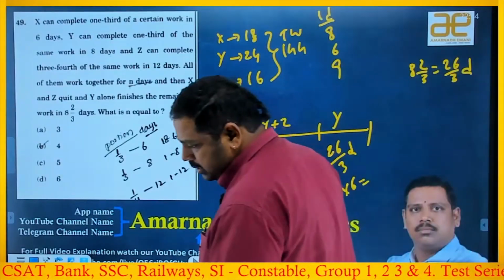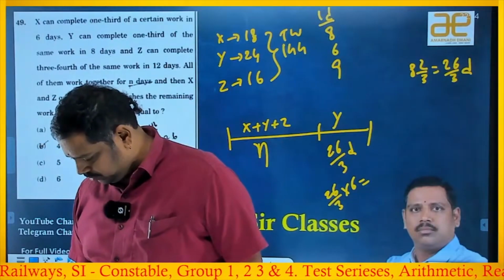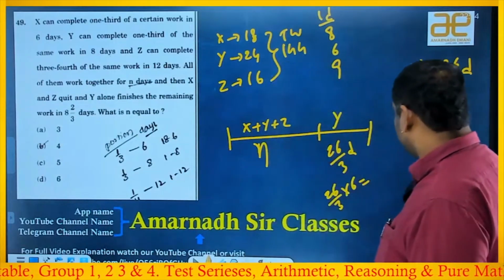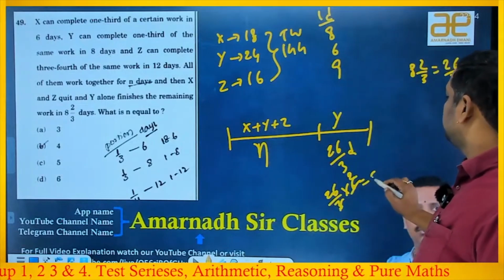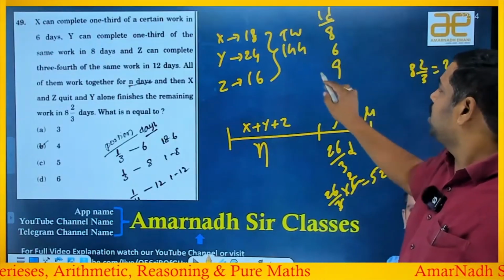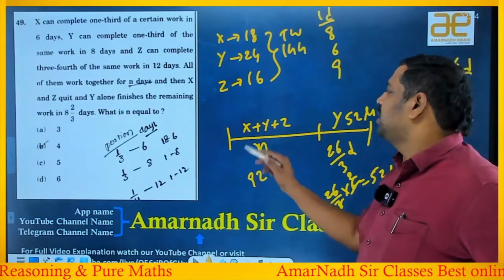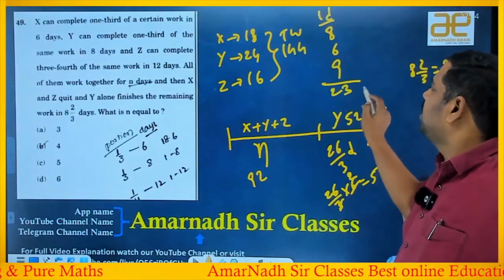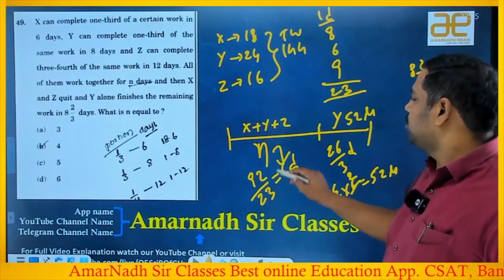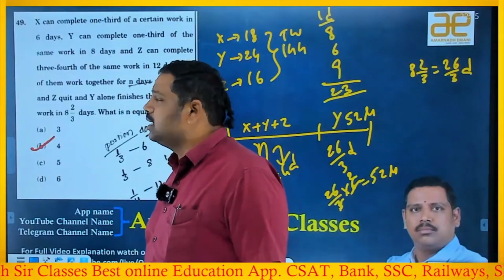Okay. So 3 1s are 3, 3 2s are 6, 26 2s are how much? 52 units they finished here. Here, Y completed 52 units. Out of 144, if they finish 52, the remaining 92 units were finished by X, Y and Z, right? X, Y and Z can complete 23 units in a day. 92 by 23 means 4 days. That means the N value is 4. So which option is the answer? B is the answer.